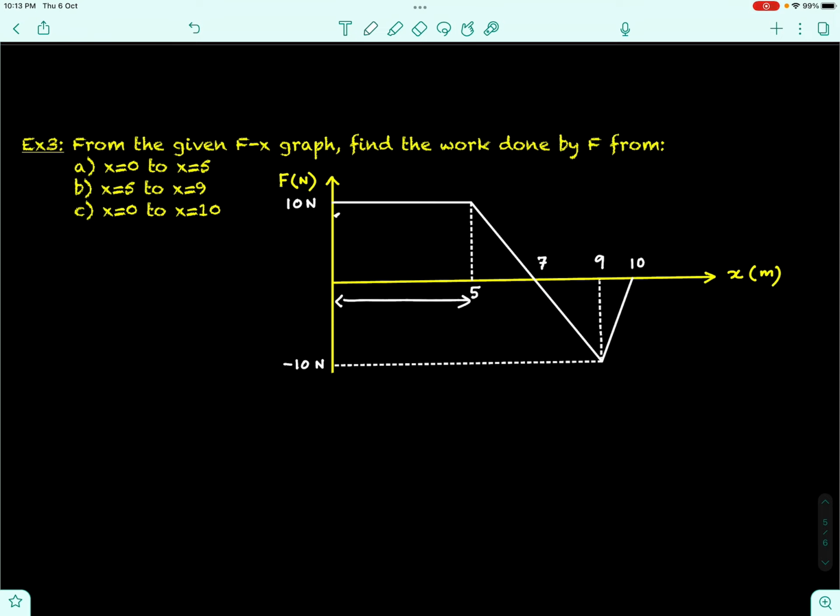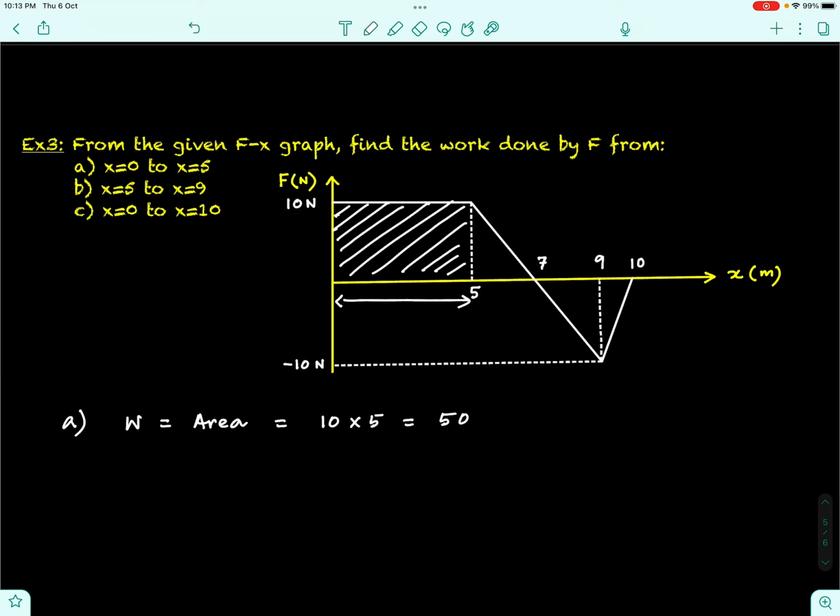So, in this particular case, in the first case, this will be the area that we will be looking for, which is nothing but the area of this rectangle. So, for the first part, the work done can easily be calculated as work is equal to the area of this rectangle, which is equal to 10 times 5, which is 50 joules. Call this W1.